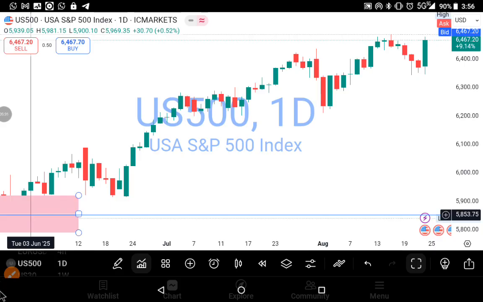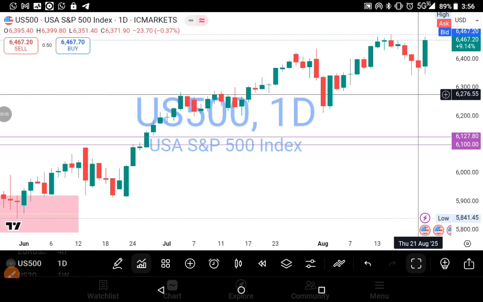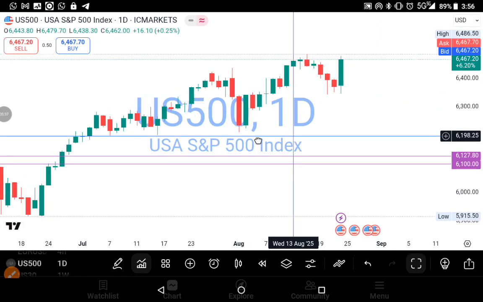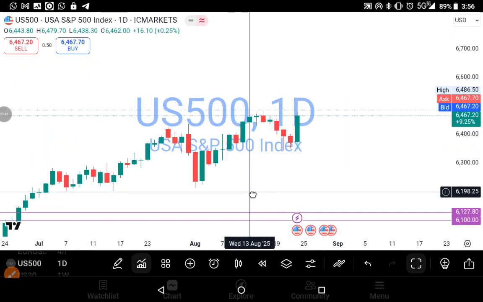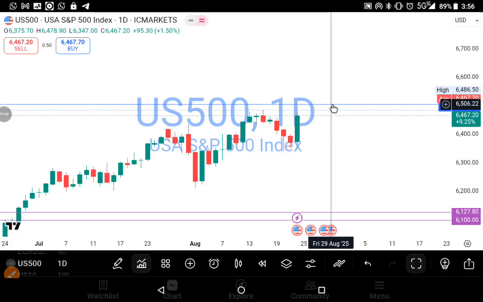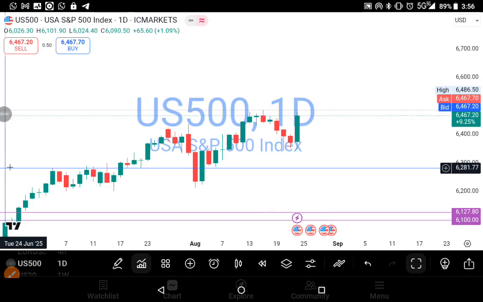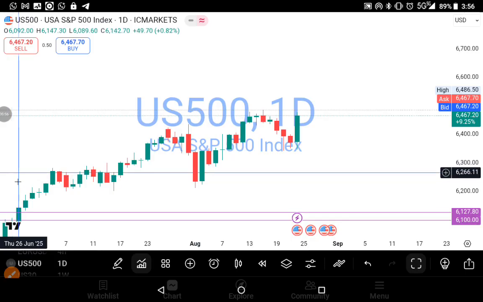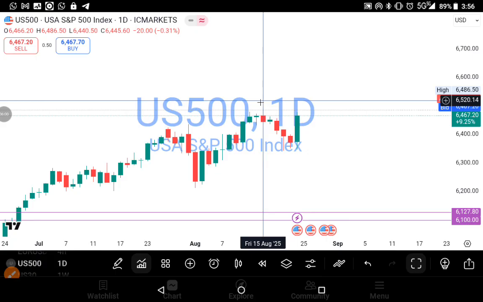So I don't want it to be lengthy in any way. On S&P 500, I was interested in the level 6,500. The level 6,500 is still above, so I will be sticking to the previous week's bias on that as well, because I'm watching this high here. I'm expecting this high to be raided.